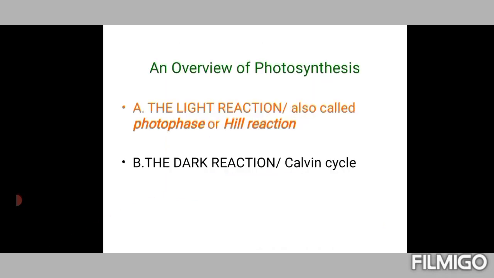Now the overview of photosynthesis, the particular strategy adopted by plants. Photosynthesis can be divided into two phases, the light reaction and the dark reaction. Light reaction is also called photophase or Hill reaction. It was actually proposed by Robin Hill. And dark reaction is also called C3 cycle or Calvin cycle, after Melvin Calvin, who proposed this particular process.